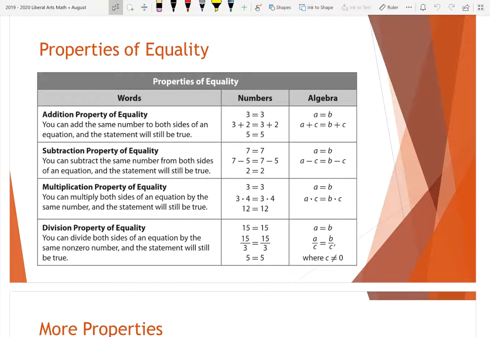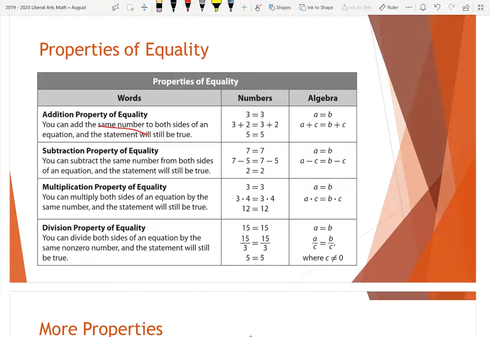So first few properties to make note of, the most basic ones, we have the addition property of equality, subtraction property of equality, multiplication property of equality, and division property of equality. So basically what these mean is that you can do the same thing on both sides and it will still be equal. So the first one, addition property of equality, means that if you have an equation that's already equal and then you add the same thing on both sides, because it has to be the same number, obviously, otherwise it wouldn't work, you can add the same number to both sides and the result will still be equal.